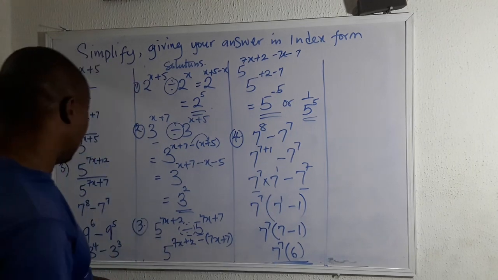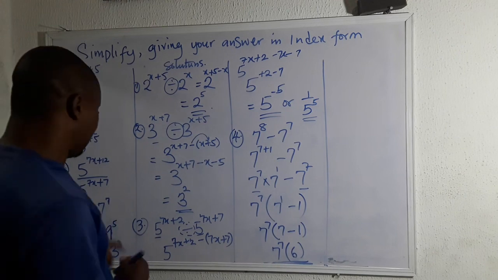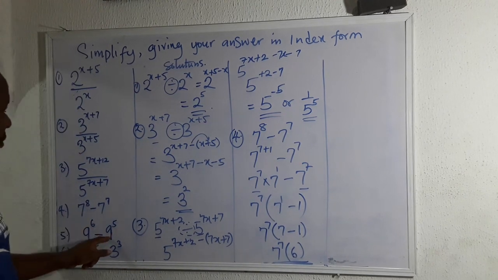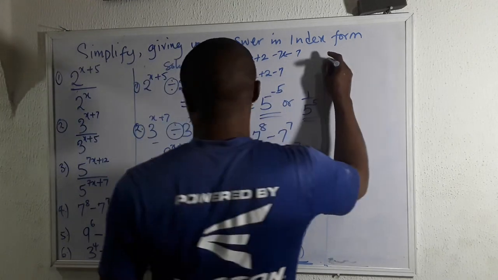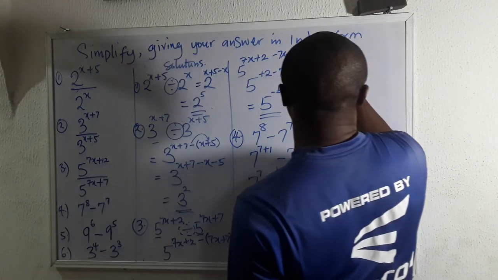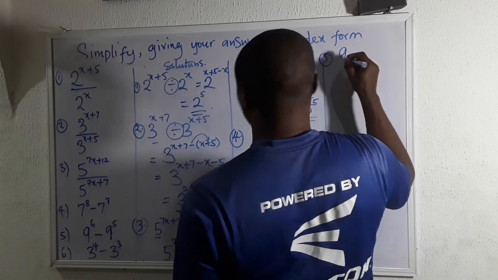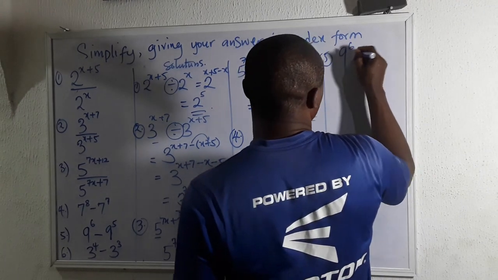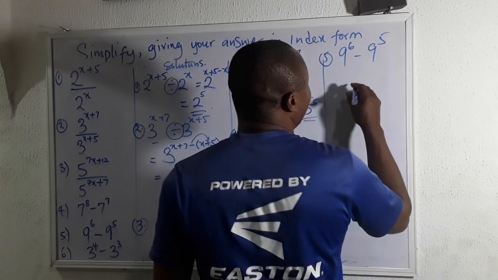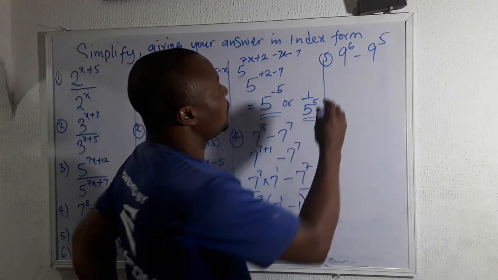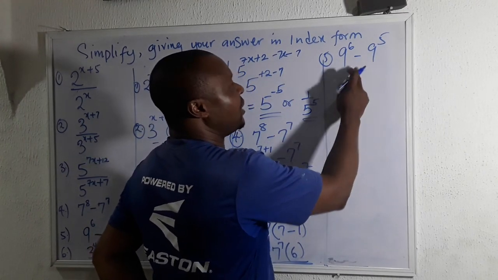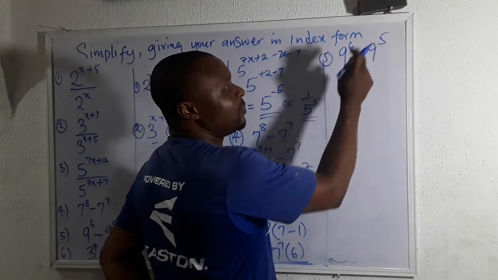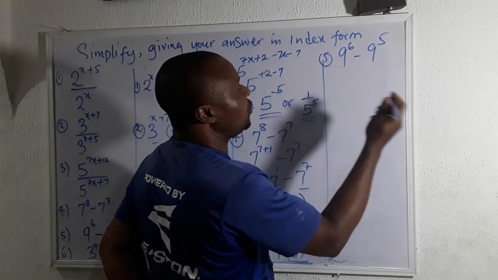So the other one is 9 raised to power 6 minus 9 raised to power 5. We apply almost the same principle here. So we have 9 raised to power 6 minus 9 raised to power 5. So what would that give us? The bases are the same, but then we don't have a division or multiplication sign between them. So what do we need to do?